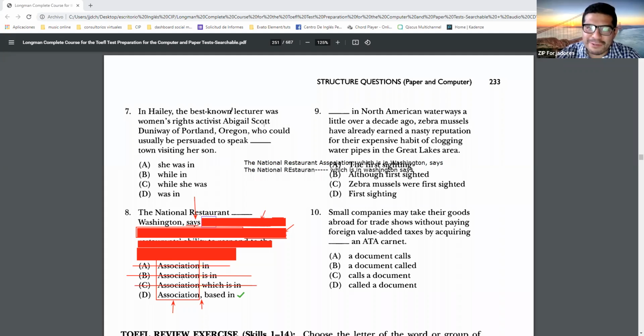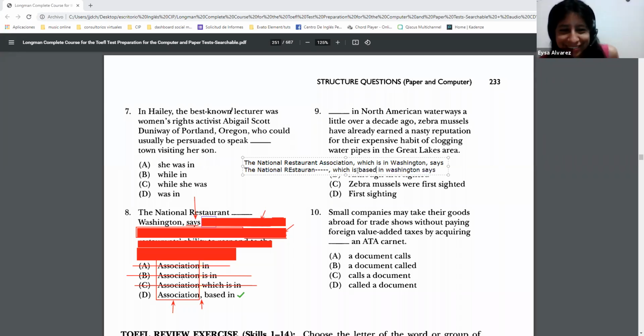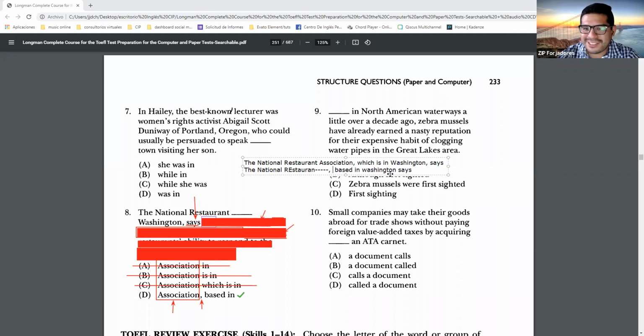And letter D is the correct one, but it's reduced. It's reduced because we have the complete clause, which is based in Washington, and the reduced version is just based in Washington, says, with the commas. Now I can see clearly. I understand you completely, because this one is kind of hard and you don't have so much time to analyze it. So let's keep practicing it, because this one is very good to improve the skill that you need.